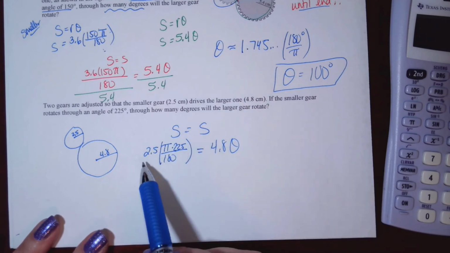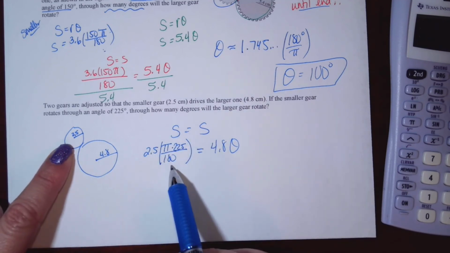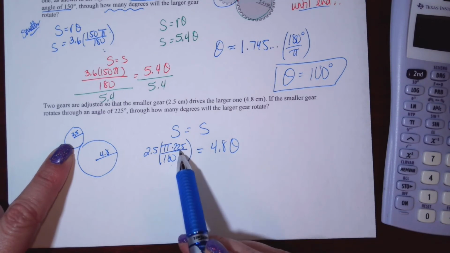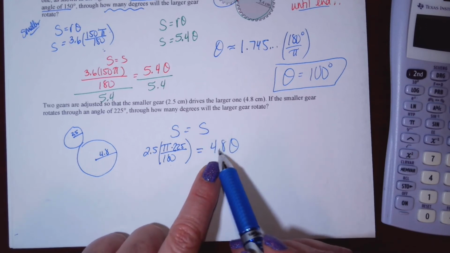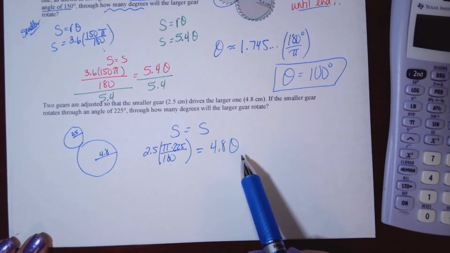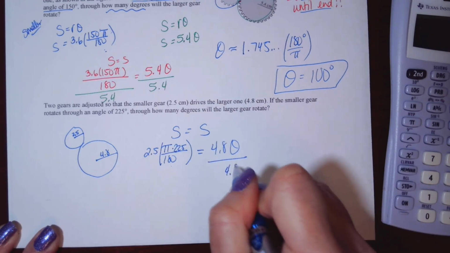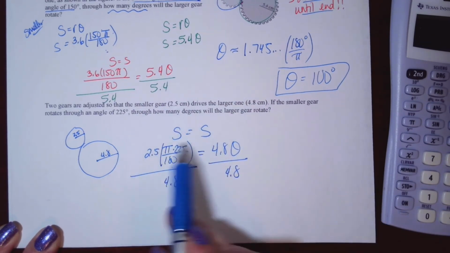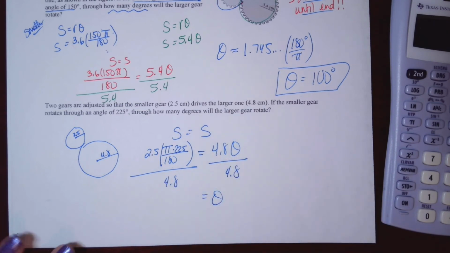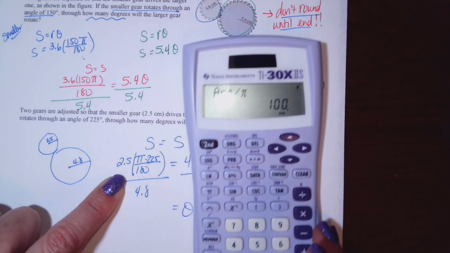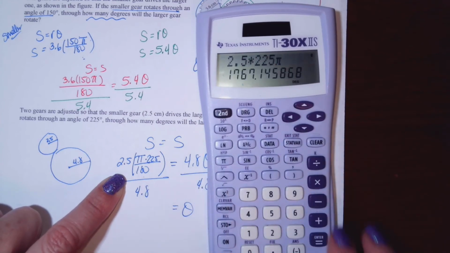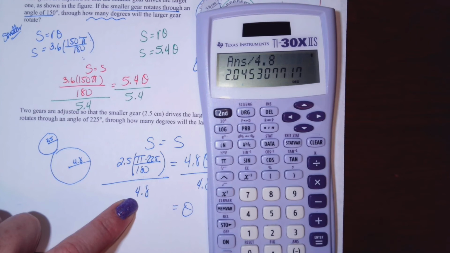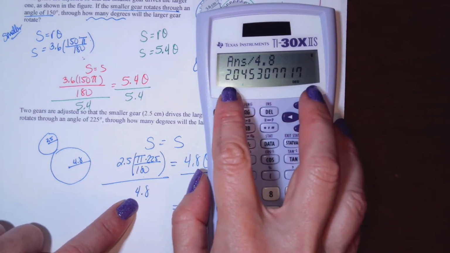So I've set it up so that I took my radius times my angle theta from my smaller gear, turn that into radians, equal to S, which is radius times theta. This is my unknown. I'm going to have to finish solving by dividing whatever I get here by that radius 4.8, and that's going to give me my angle in radians. So I've got 2.5 times 225 pi divided by 180, and then I'm going to divide that by 4.8. That's my value of my angle in radians.